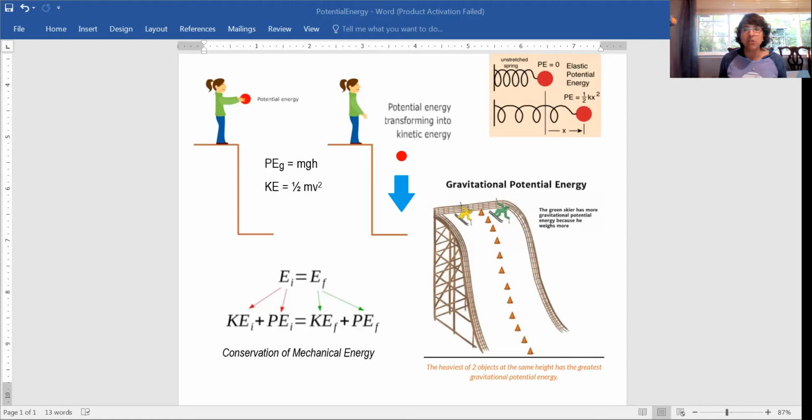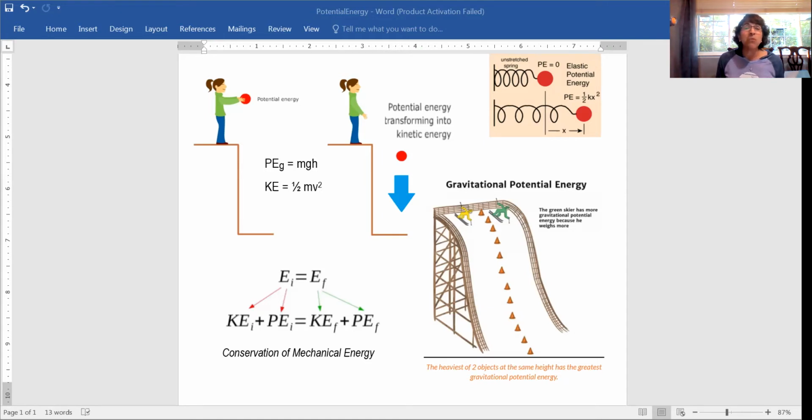So let me unzoom here. And I'll be uploading this sheet for you to review and to take a look at. The difference between gravitational potential energy and gravitational force has to do with the height. Because you're at a height, you're going to have more energy. And it matters on the mass. So here's the formula now for potential energy. This would be gravitational potential energy.